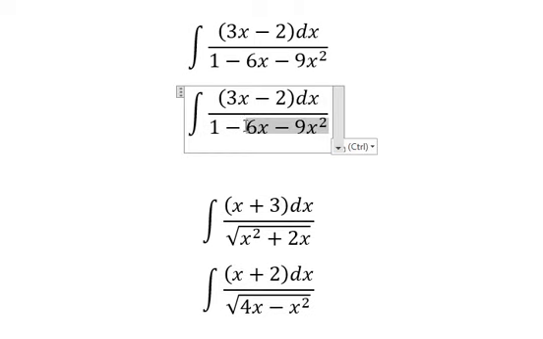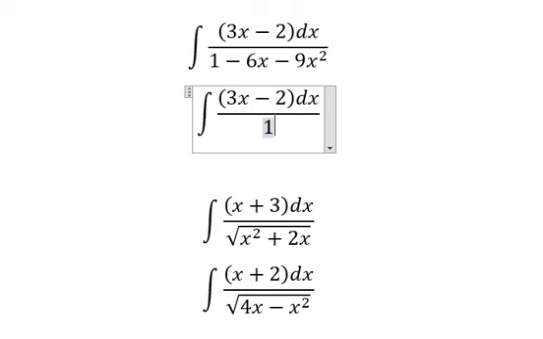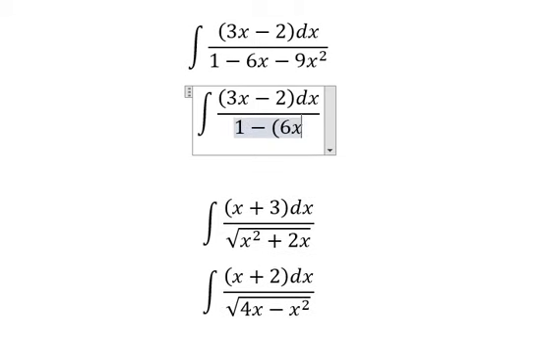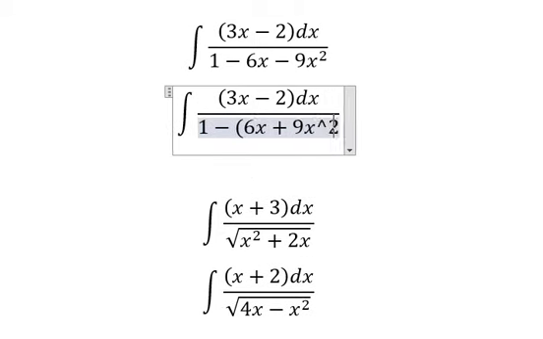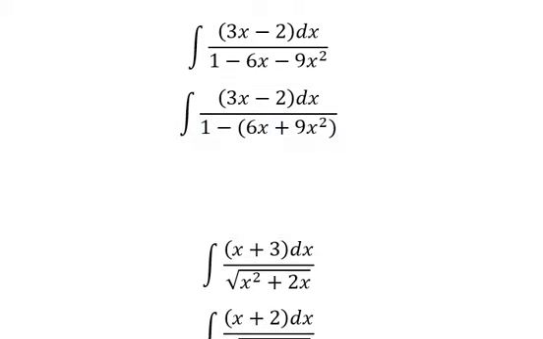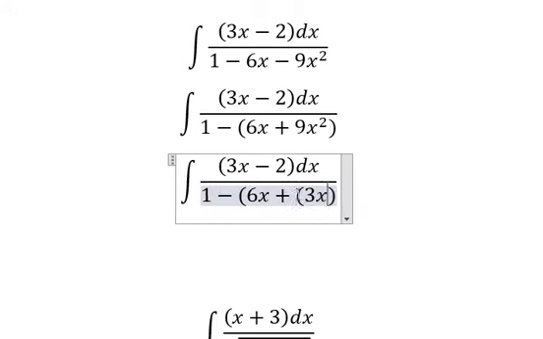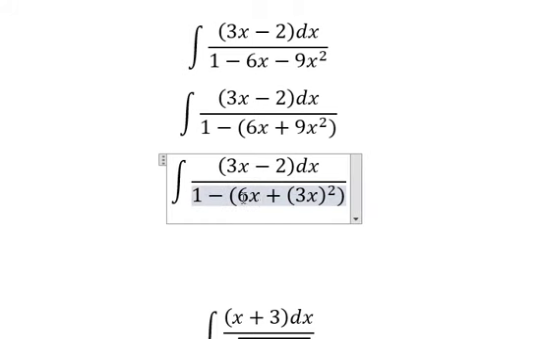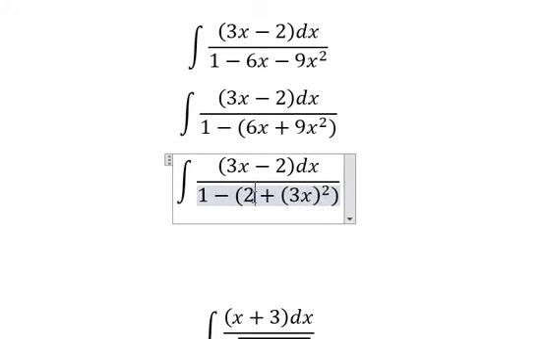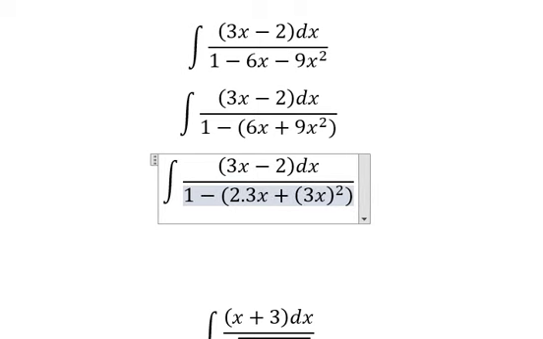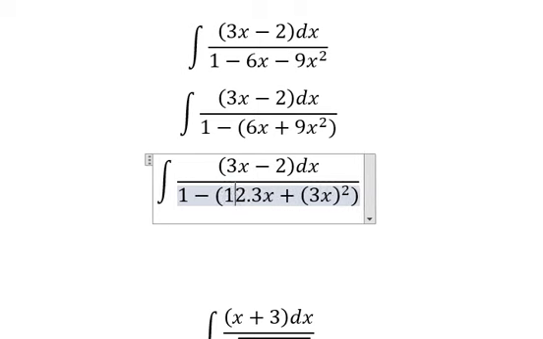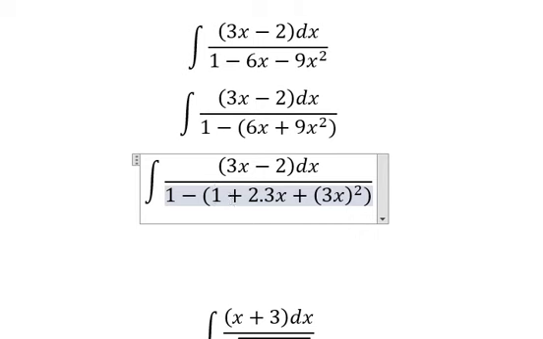About this one, we can put it like this. Next, we know that 9x squared is about (3x) squared. This one is about 2 multiplied by 3x. So in this situation, we need to add number 1 in here. That means we need to minus number 1.